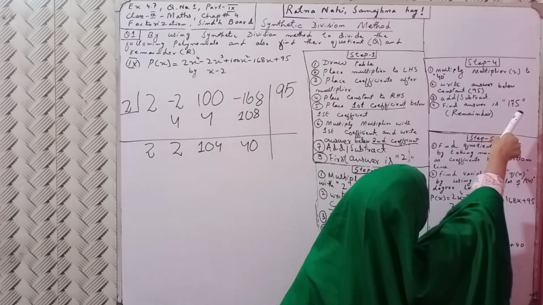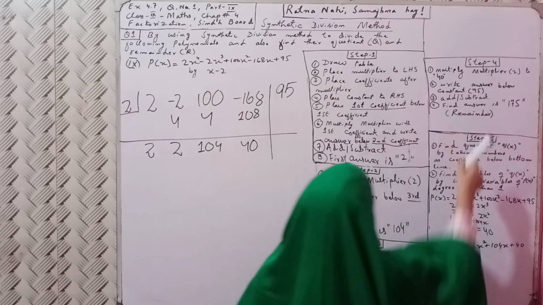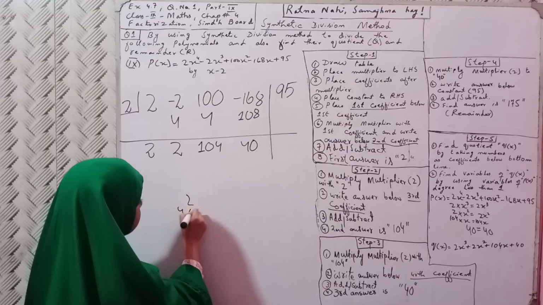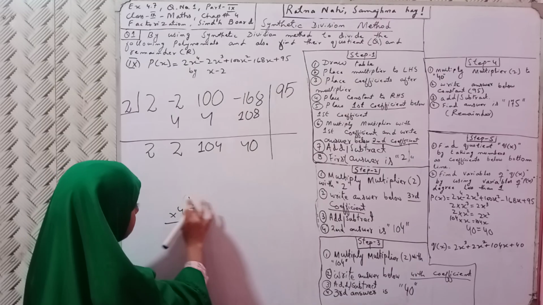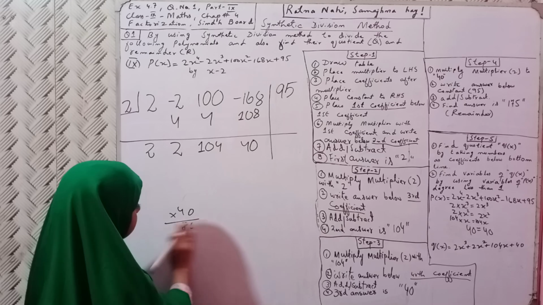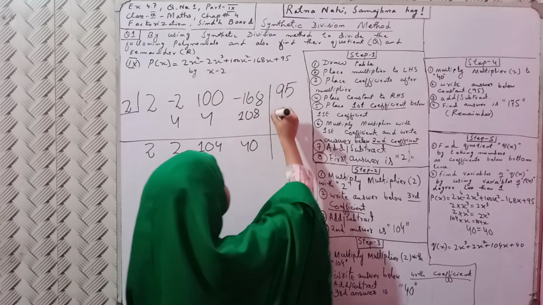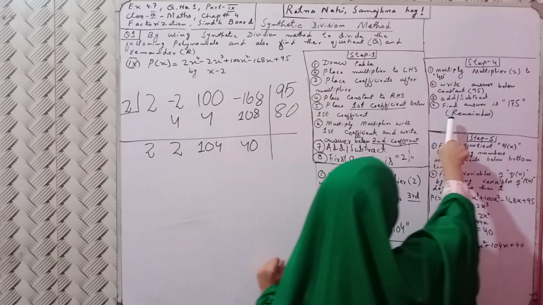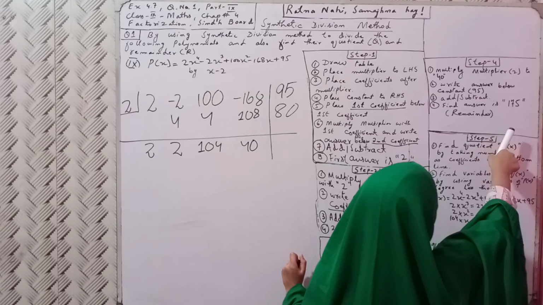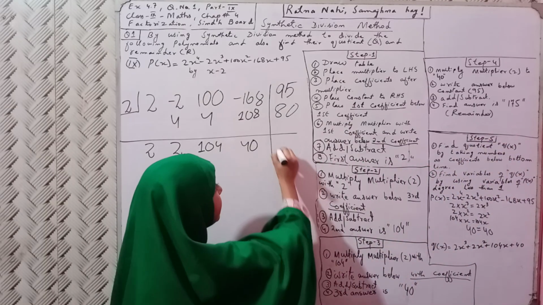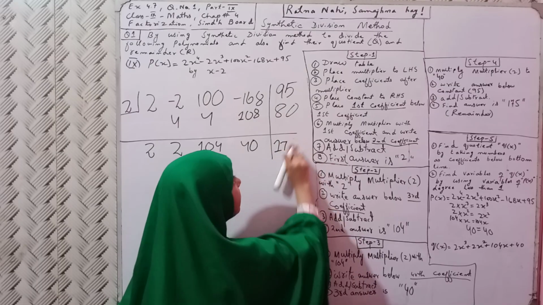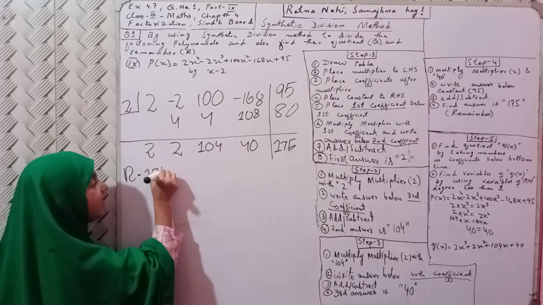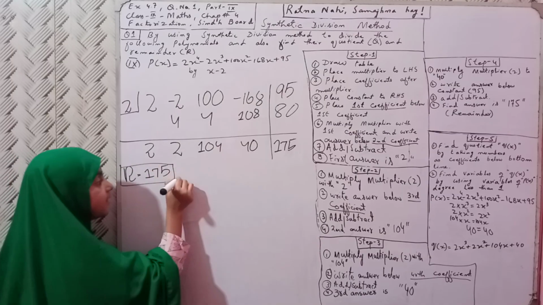Now multiply 2 with 40, so this is 80. Then write the answer below the constant 95. Done this. Find the remainder. The final answer is 175, the remainder, correct. 175 is correct, and now this is our answer.